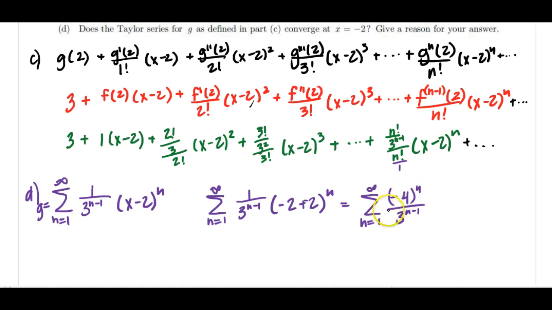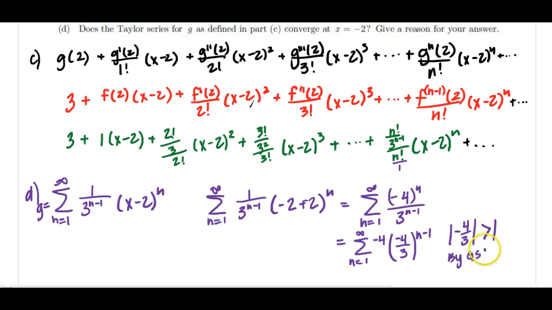So if I pull out a -4 from the numerator, so we have the sum of n equals 1 to infinity, if I pull out a -4, then I'm going to be left with -4 over 3 to the n minus 1. Because I would have a -4 to the n, and then I could rewrite it as -4 over 3 all to the n minus 1. And now the absolute value of my common ratio r, -4/3, is bigger than 1. So since the common ratio is bigger than 1, by the geometric series test, the series diverges.